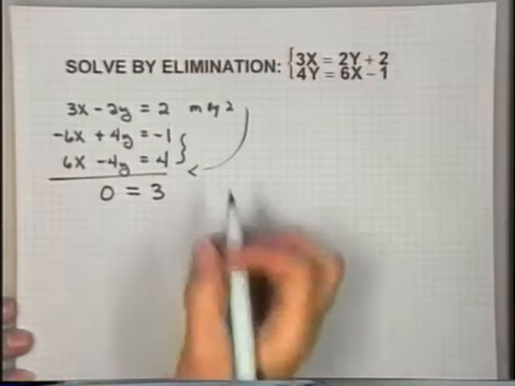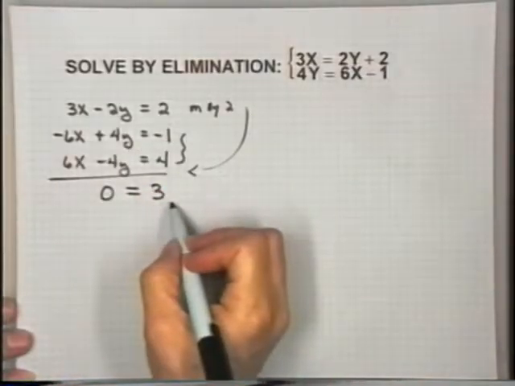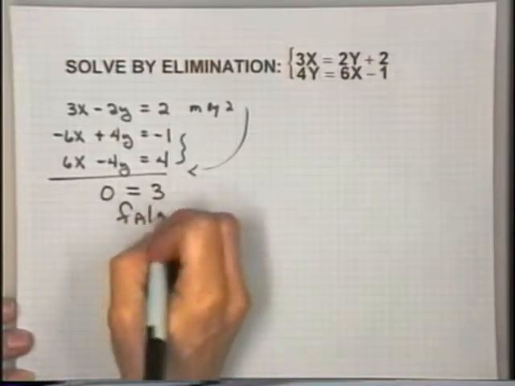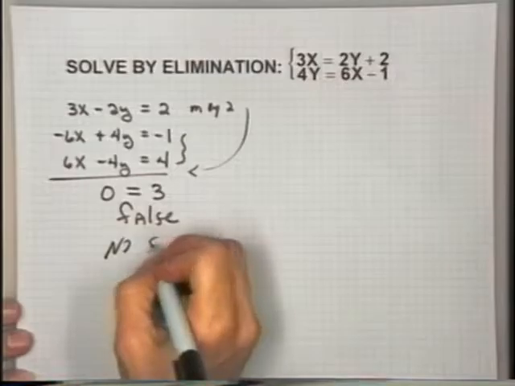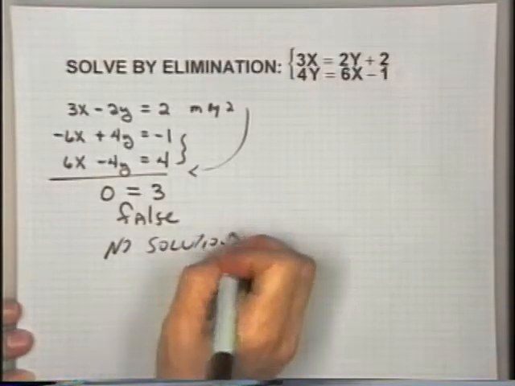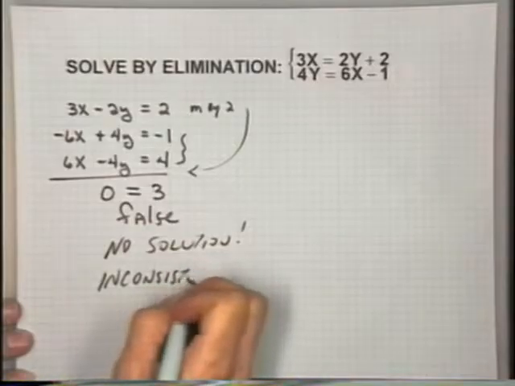Now, what does this mean? If our variables have been eliminated, all of them are gone. Is this true? No, this is false. If we get a false statement, this means there is no solution, or this is an inconsistent system.